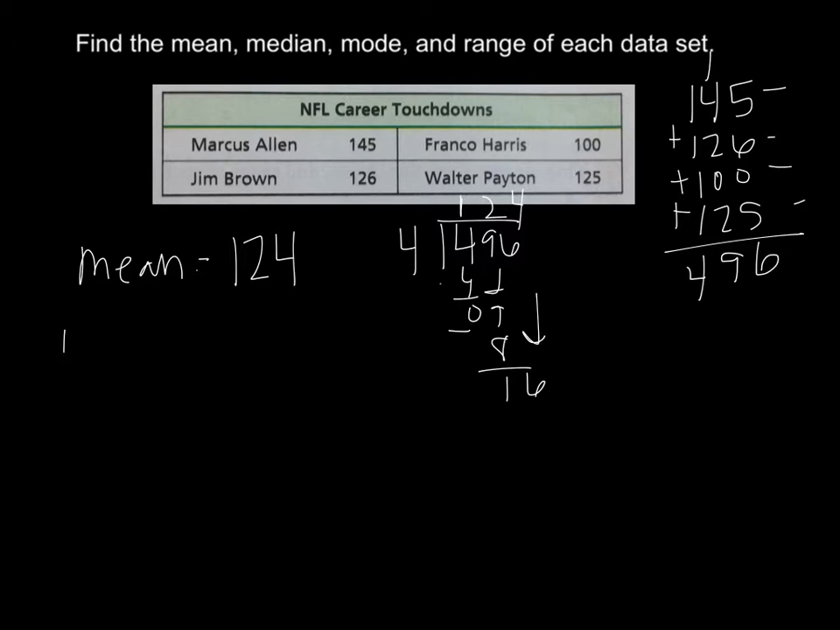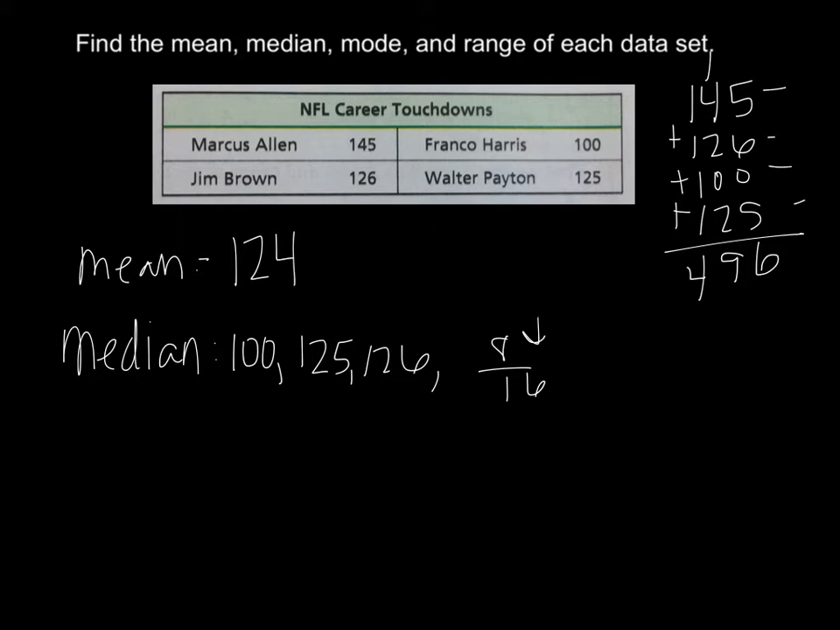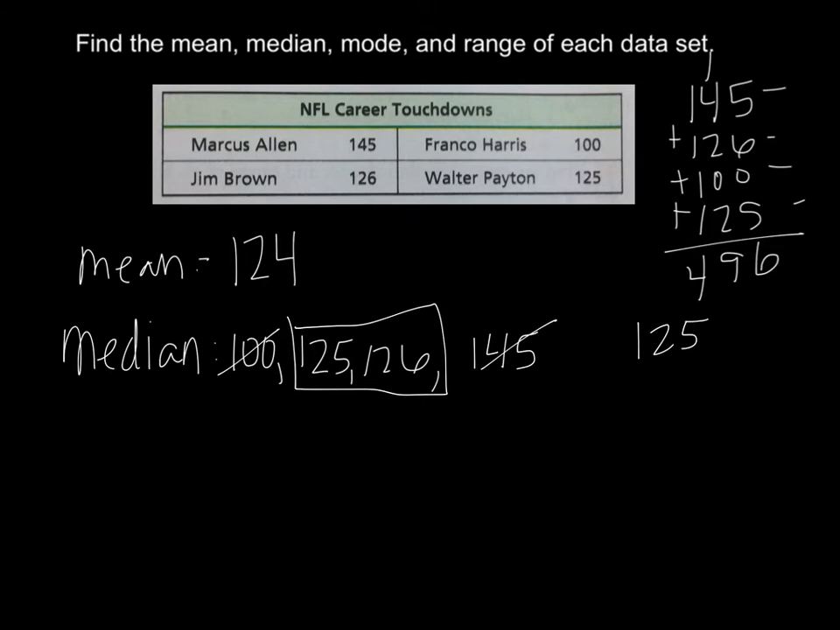So my median is where I'm going to order them from least to greatest. So I'd order it 100, 125, 126, 145. Now I always tell you do not erase your work, but in this case I'm going to. Please always keep your work, but I need a little more space to write here. If I start on the outside, crossing off my outside numbers, I'm left with 2 in the middle. So I'd add them up.